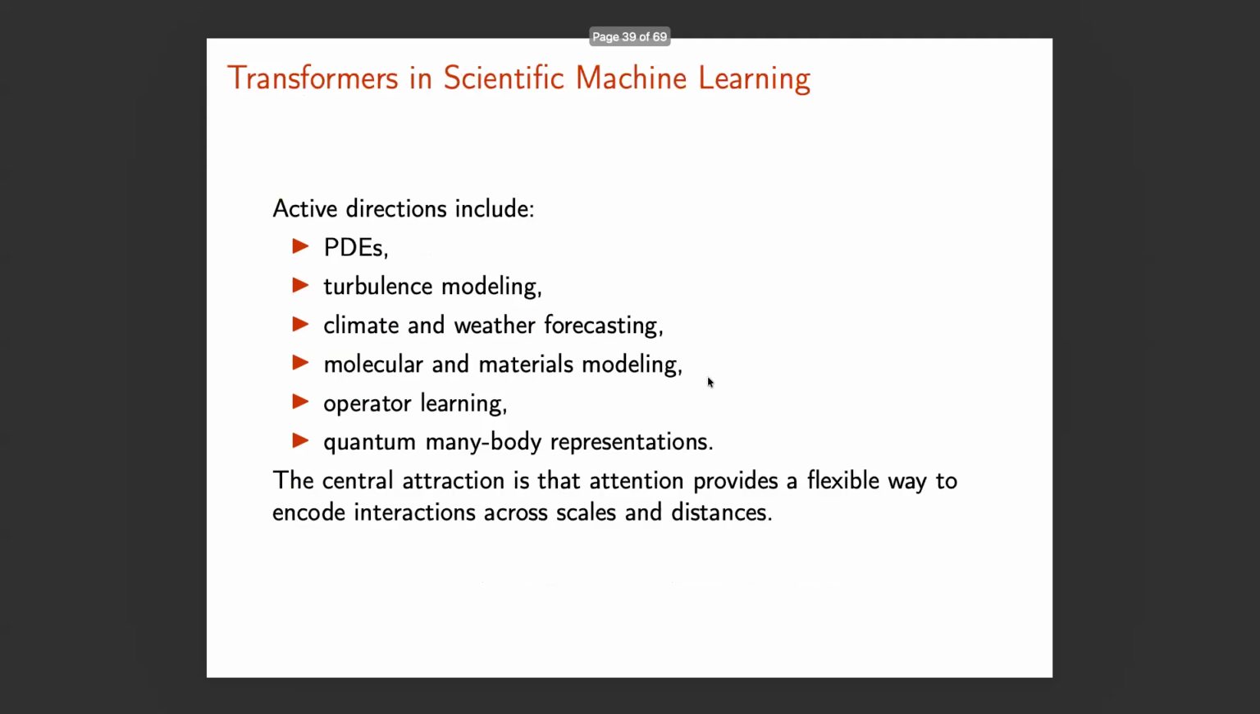In scientific machine learning, and when I say scientific, I have to be a little careful because I'm often thinking about natural science, it's now being used in PDEs, turbulence modeling, climate and weather forecasting, operator learning, and also in quantum many-body calculations. The central attraction is that attention provides a flexible way to encode interaction across scales and distances. If that is important, then transformers may be relevant.